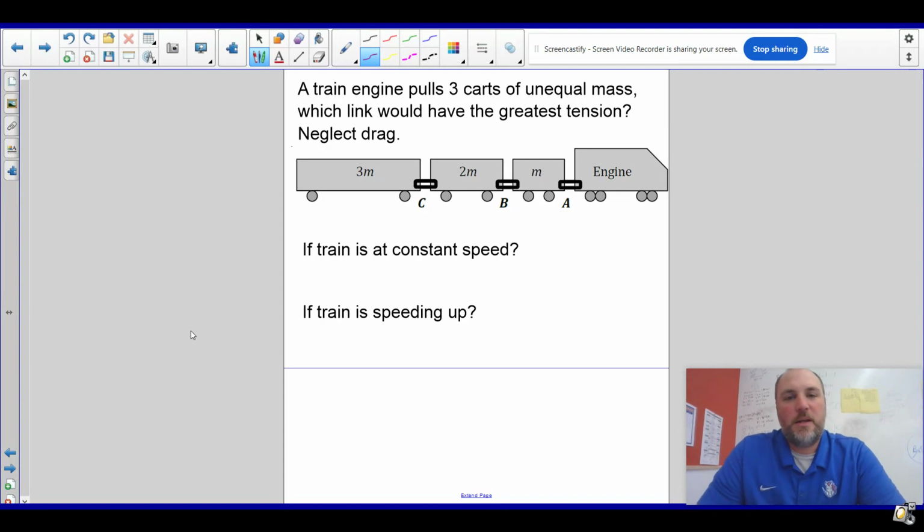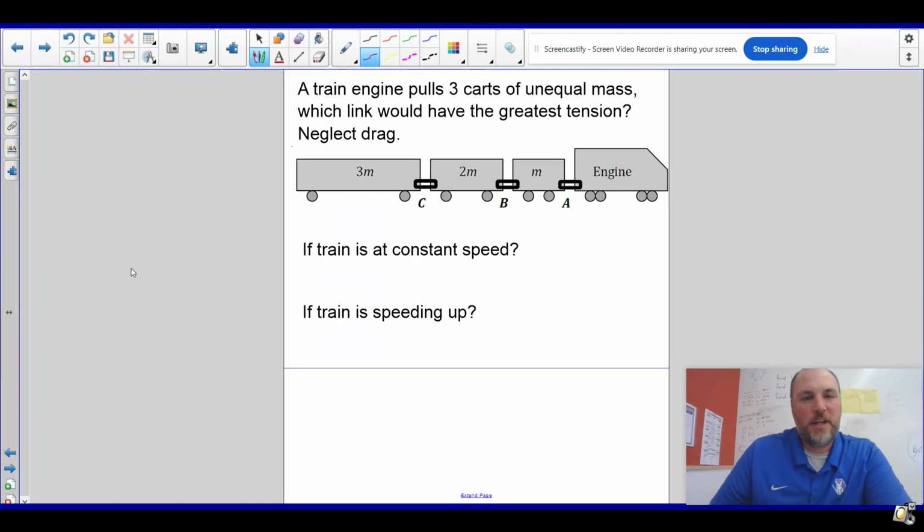Hello everyone. Today I'd like to do some sample problems with Newton's third law and the system approach. So we'll try the first one. It's more of a conceptual type problem. A train engine pulls 3 carts of unequal mass. Which link would have the greatest tension?